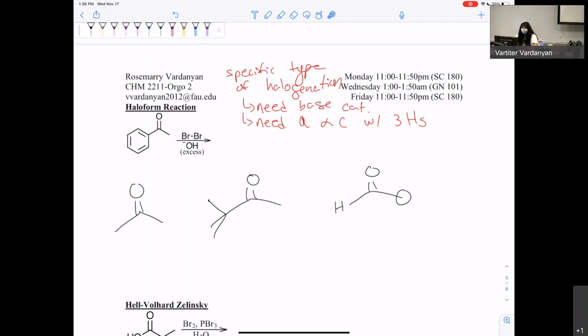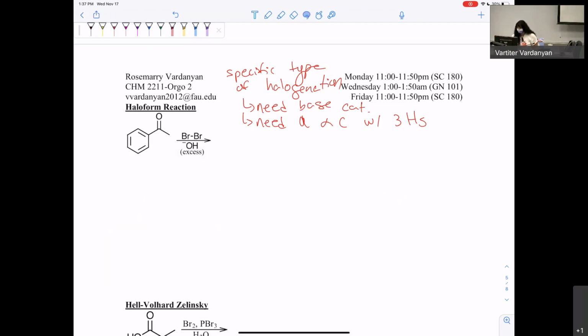So what I mean by symmetrical is like if I cut this in half, these 2 groups are the same. Oh, my bad. Okay, yeah, I understand the question. So the question is specifically, does it have to be a CH3 on each side? Yes. So if you did something like this, now you don't have an alpha carbon with 3 hydrogens, so it wouldn't be the haloform reaction. Okay, very good question. Sorry, I misunderstood you at first.